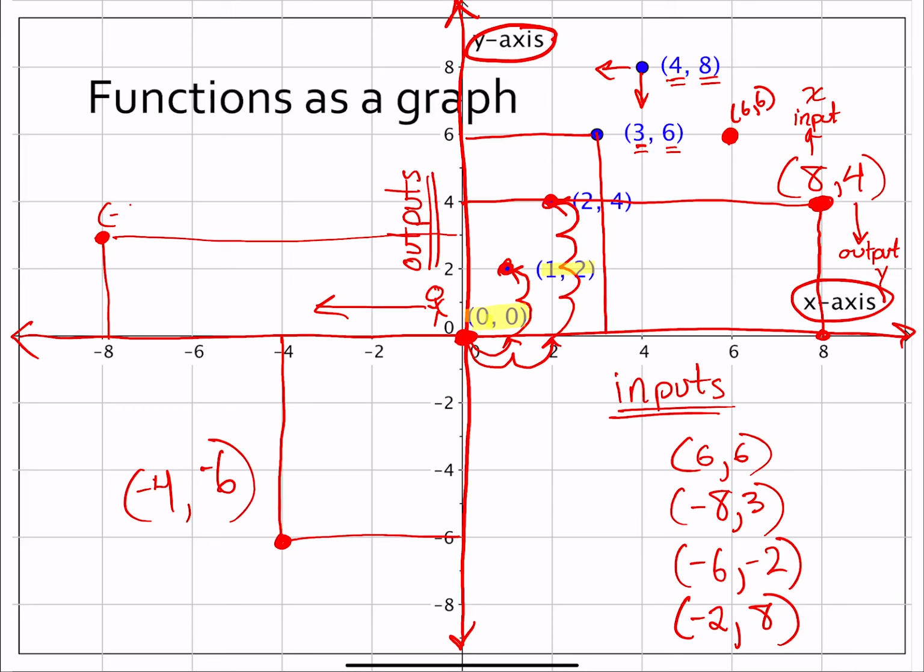And this would be -8, comma, 3. And then we have -6, -2, which will be going all the way over to -6 for our x value, and then going down to -2 for our y value, which will put us right here, which would be -6, comma, -2. And lastly, we have -2, comma, 8, which would be going over to -2 right here, and then going up to 8 right here.